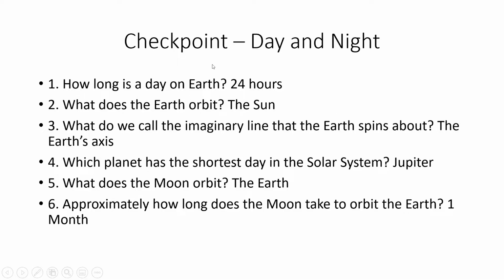Okay. Which planet has the shortest day in the solar system? So Jupiter has the shortest day in the solar system. 5. What does the moon orbit? The moon orbits the Earth. 6. Approximately, how long does the moon take to orbit the Earth? The moon takes 1 month approximately to orbit the Earth.